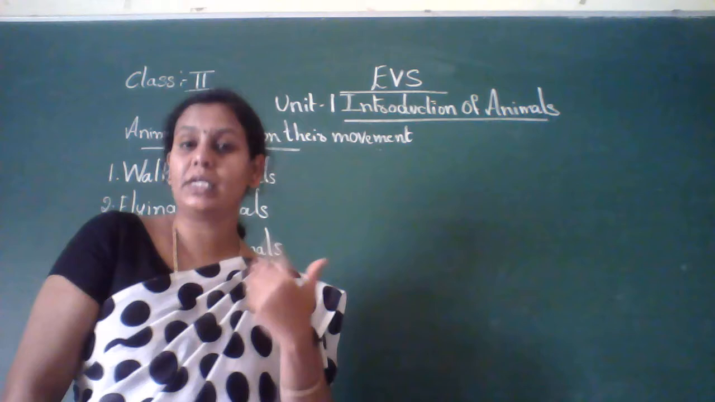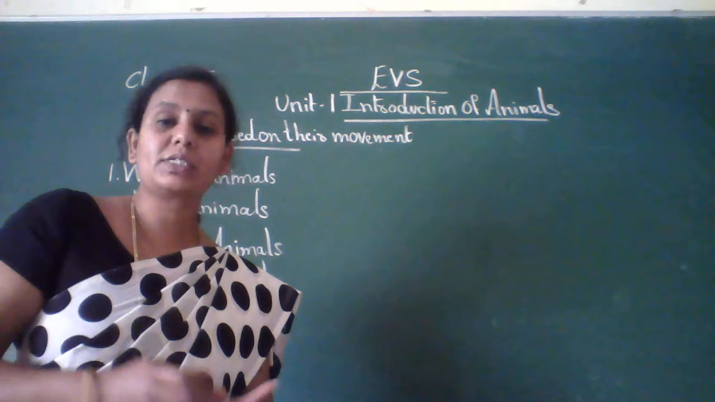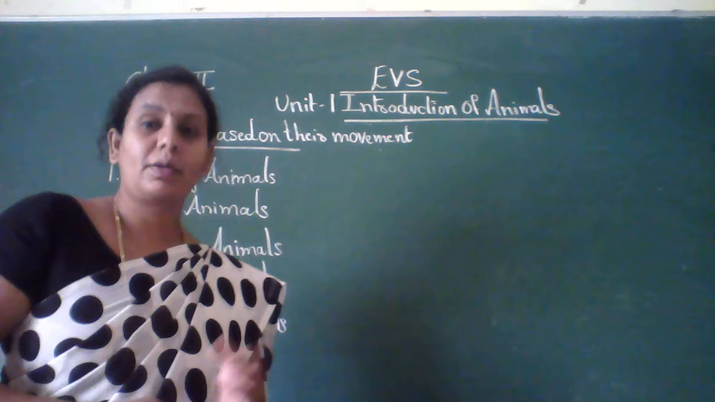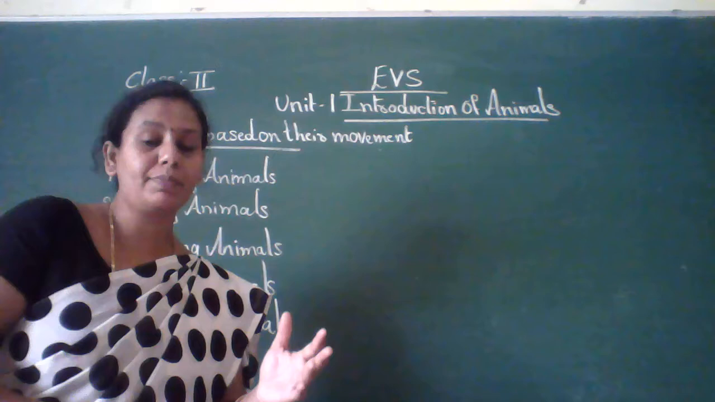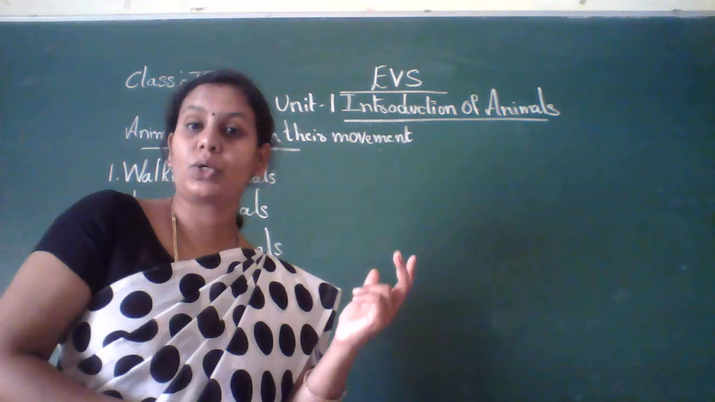Then crawling animals. Crawling animals means the animals which crawl on their belly, isn't it? These crawling animals either have small legs or don't have legs at all. Some crawling animals have small legs, some don't have legs at all. Examples for crawling animals: snake, earthworm. These crawling animals don't have legs. They crawl on the ground. Some crawling animals like lizard, tortoise, crocodile have small legs, but they also crawl.